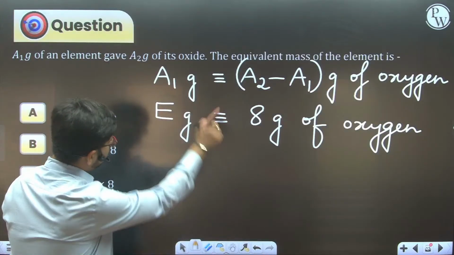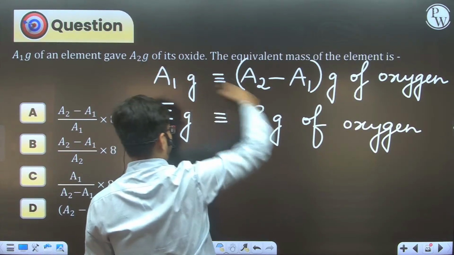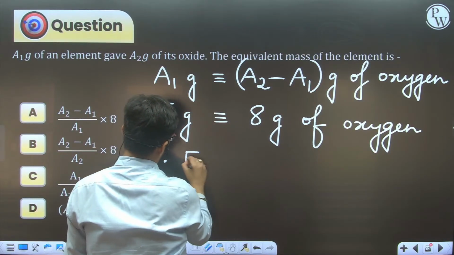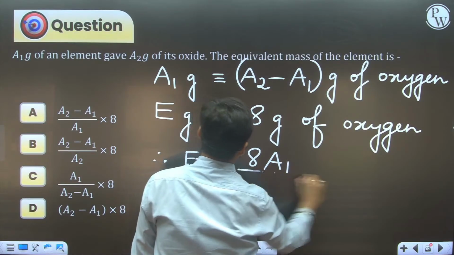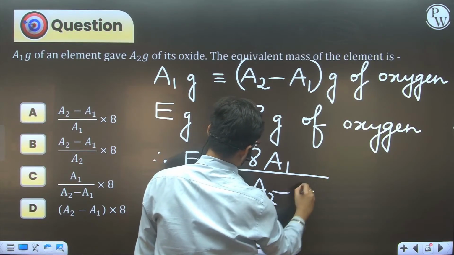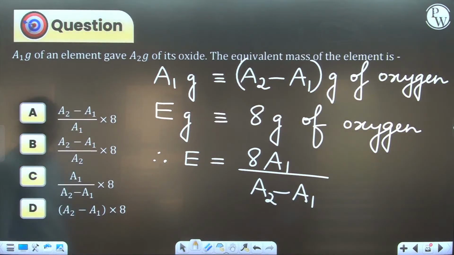Now, if I cross multiply, I'll get the value of E. Therefore, E into this is equal to A1 into 8. So, E is equal to 8A1 upon A2 minus A1. Right?